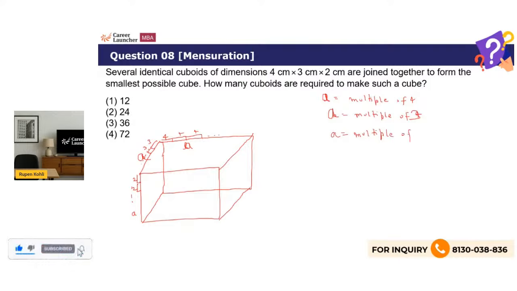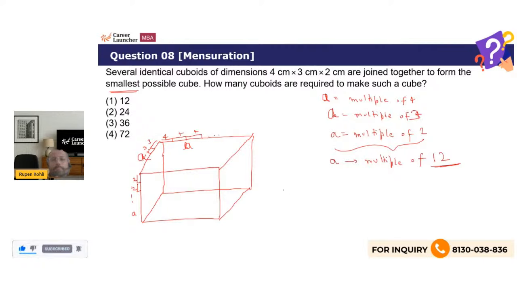So the side length has to be a multiple of 4 as well as 3 as well as a multiple of 2, right? And therefore, A has to be a common multiple of all the three. So a multiple of their LCM, which is what? 12. Obviously, 4, 3, and 2, the LCM is 12. So the minimum side length that you can take is 12. And that's what we are doing over here. We are joining to form the smallest cube. So we are going to take the side length, which is the minimum possible, which is 12 itself. So with that, we can now say how many cuboids are required.